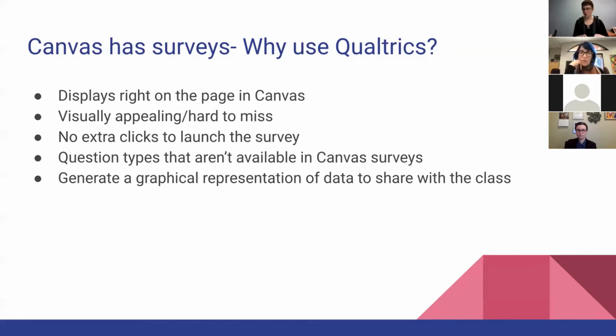So then I could make a nice little pie chart and share it with the class. Hey, 25% of you are using the app. That's interesting. So you can't get that kind of information with the Canvas surveys. They don't let you have any kind of cool pie charts or bar graphs or anything like that, but Qualtrics has all sorts of fun ways you can share your data.